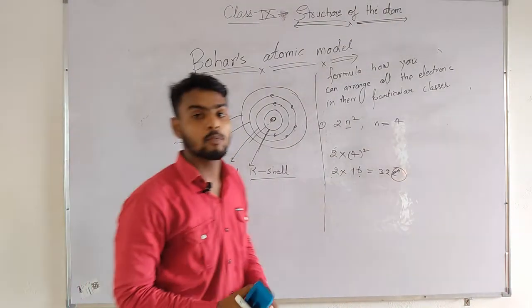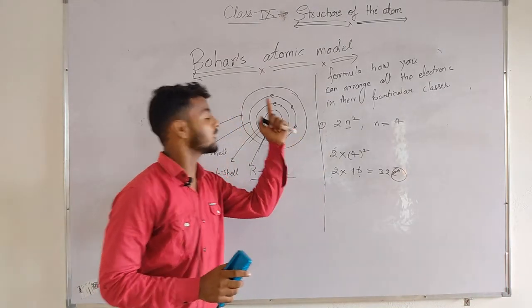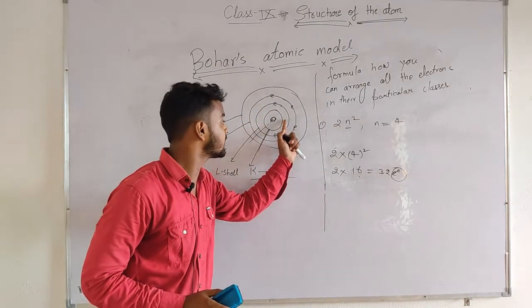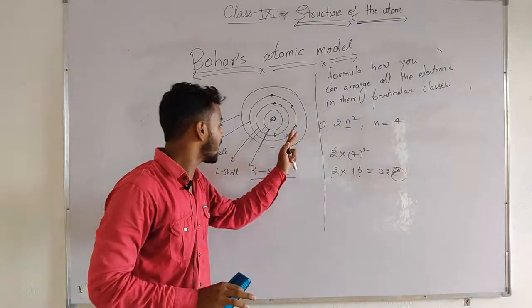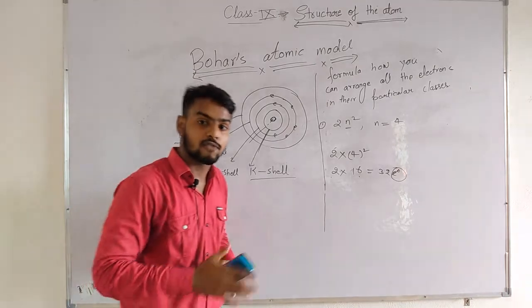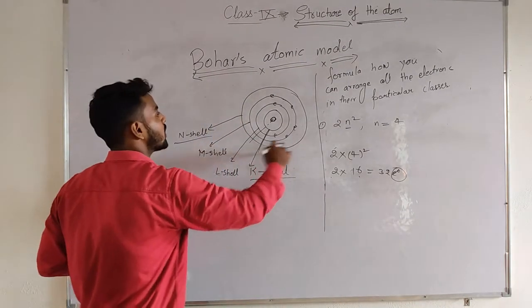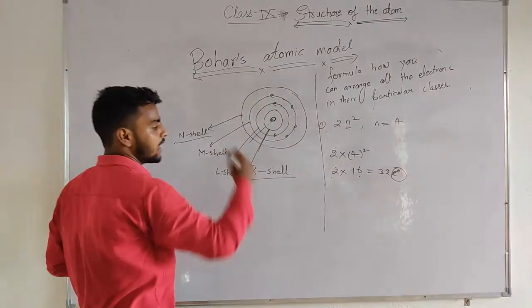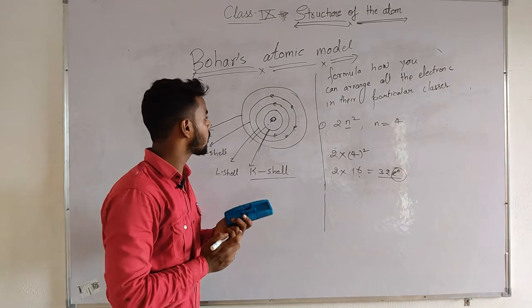That means the Bohr atomic model says that in the first shell of the nucleus only 2 electrons are filled, the second shell is filled by 8 electrons, the third shell is filled by 18 electrons, and in the outermost shell, 32 electrons are filled. Clear?